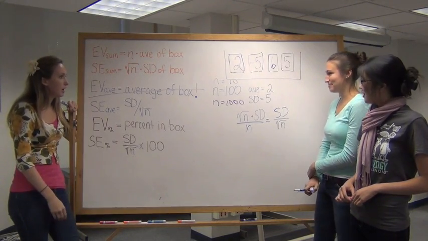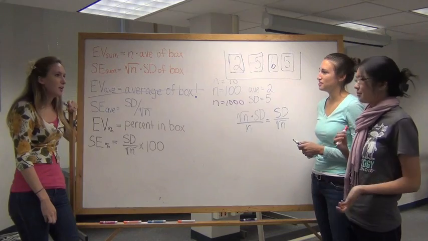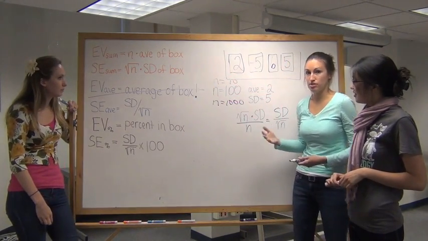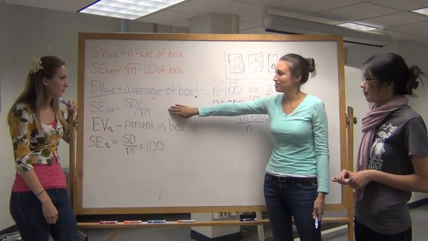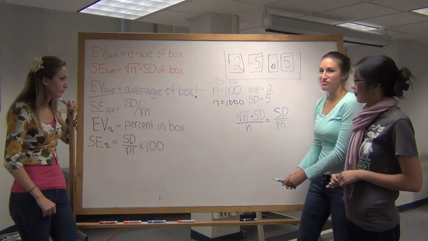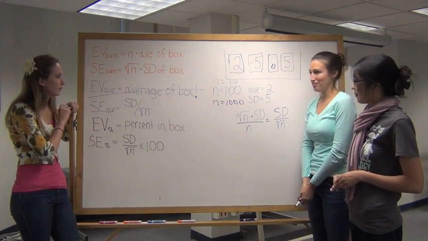Yes, exactly. It's that they're doing opposite things, right? That makes sense. One's getting bigger, one's getting smaller. So in this one, we're multiplying the standard error of the sum, because with sums, we're taking the sum of numbers. And in this one, the standard error of the average, we're dividing, so it makes sense that it's going to be smaller than the standard error of the sum.